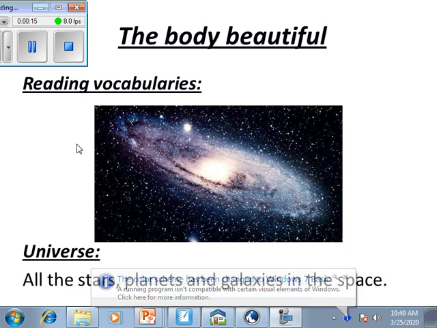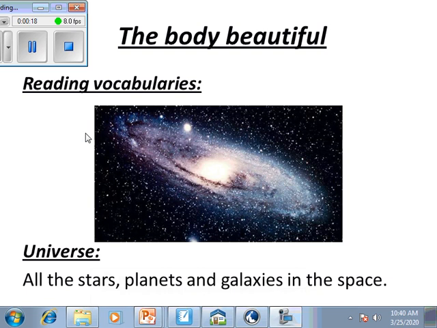So, first of all, about the vocabularies in the reading comprehension, we have the word universe. As you see from the photo, the word universe contains all the stars, planets, and galaxies in space. Everything found in space is called the universe.